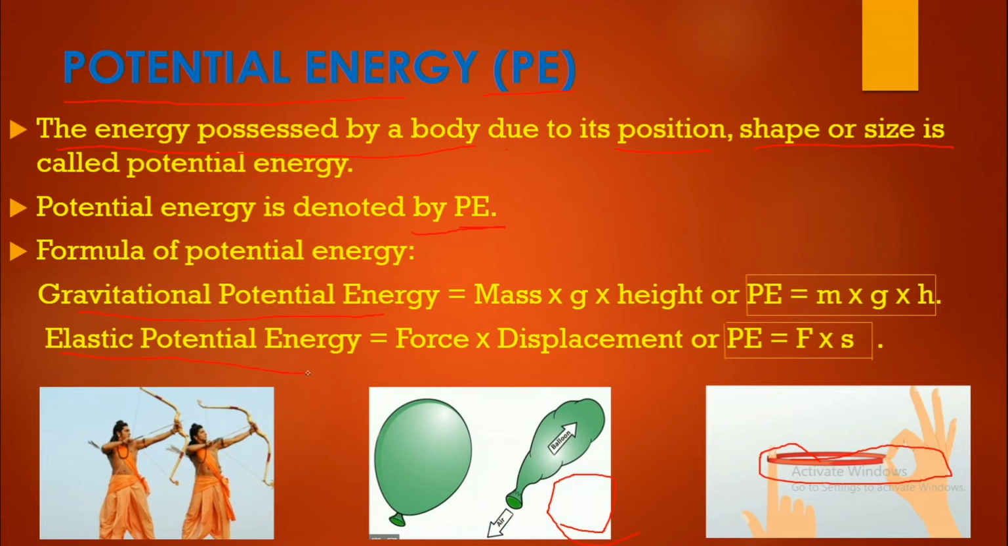These are two types of potential energy that we will study in the next slide, but here we will study the formula of these two. So gravitational potential energy is mgh: mass into acceleration due to gravity into height. So PE is equal to mgh. Elastic potential energy will be what? Force into displacement, only this. The formula of work will be here. So these were the two formulae of potential energy.